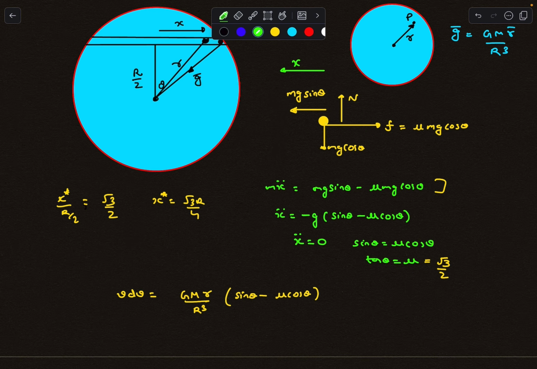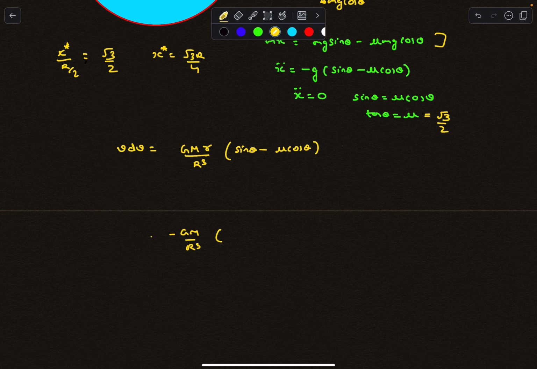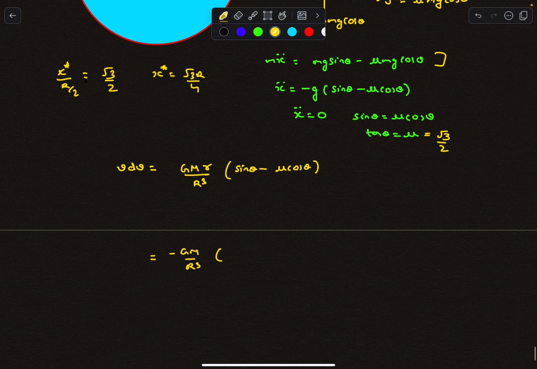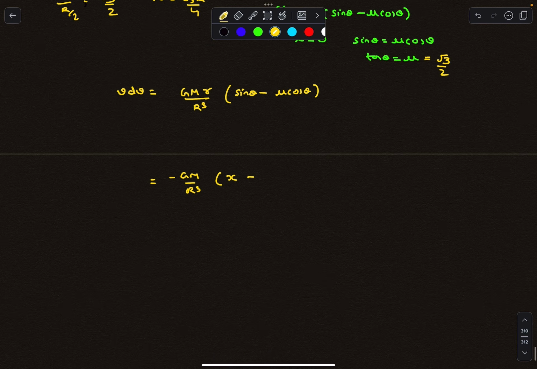We need to put a minus sign over here, because why? Because the value of x is decreasing, right? So this will become minus GM by r cubed times r sine theta, which is x. R cos theta from this triangle is nothing but r by 2, and it's a constant, right? So this becomes mu times r by 2, and now we can integrate on both sides.